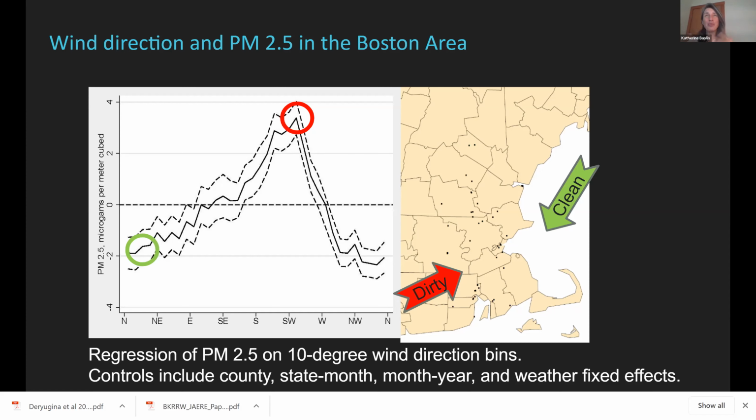And so again, the intuition here, so this is a picture of Boston, is that if the wind's coming from the ocean, the air's going to tend to be much cleaner, versus if it's coming from the southwest, it's going to be dirtier. And so that's the variation they're trying to use to predict pollution exposure on a day-to-day basis.